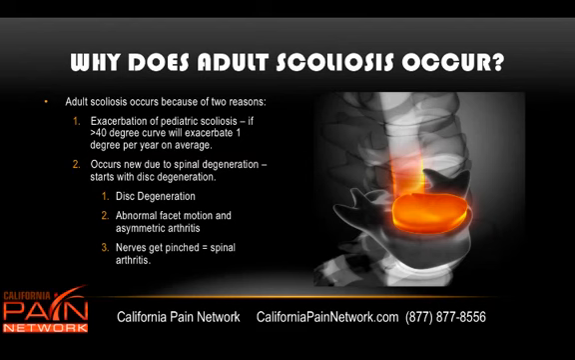The other one is that it can occur new due to spinal degeneration. So you had no pediatric scoliosis, you start having spinal degeneration. It starts in the disc. Okay? You get degeneration of the disc. It shifts stresses back to the joints in the back of the spine abnormally, and you can get arthritis asymmetrically, one side worse than the other, and you can start to get a curve. And when that happens, nerves get pinched on the concave side of the curve, right? Because think about it, you have less room for those nerves to get out because the joints are closer together.